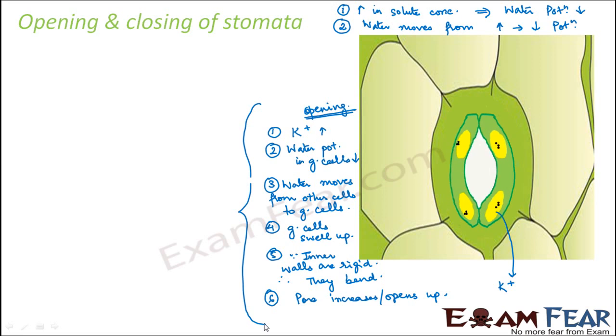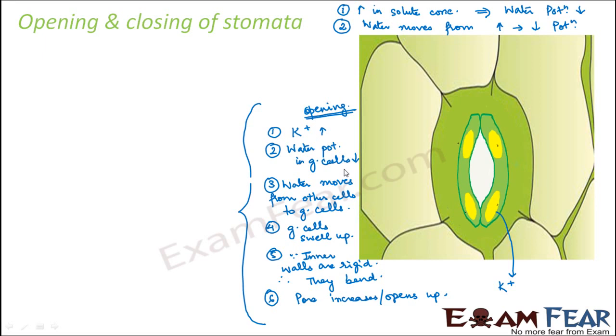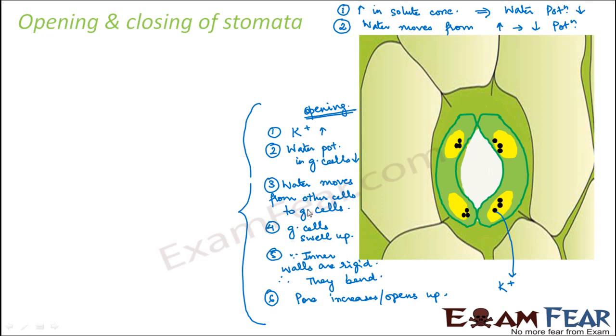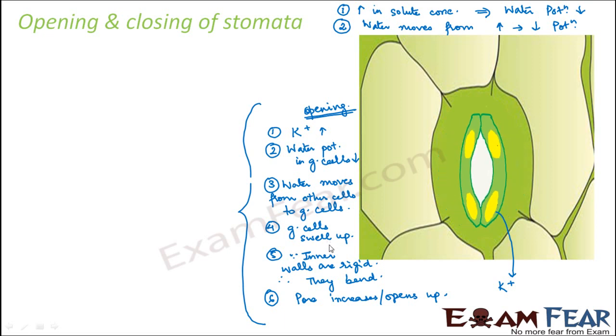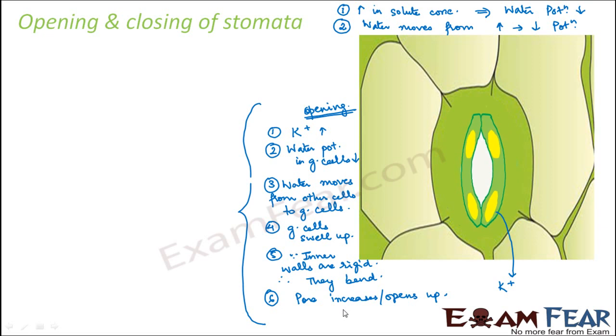So when there is no light, the potassium ion decreases. So when the concentration of potassium ion decreases, water potential in the guard cell will increase. So the water will start moving from the guard cell to the other cells. So the guard cells will shrink up. When the guard cells shrink up, they will contract and therefore the pore will decrease. Right? Okay. So I hope this is clear what causes the opening and closing of stomata.